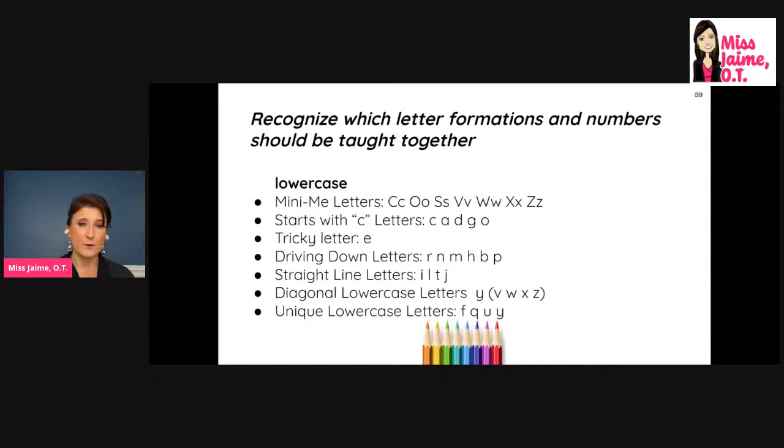Then you have your unique lowercase letters, and these are not really similar to any other letter except for Q. Q technically starts with a C letter. However, I always suggest to teach it by itself, because if you teach it with the starts-with-C letters, you don't want the children to confuse Q with G. G is used very frequently and Q is not used frequently at all. So it's best to teach Q later on, once your kids have mastered and become really comfortable with G.